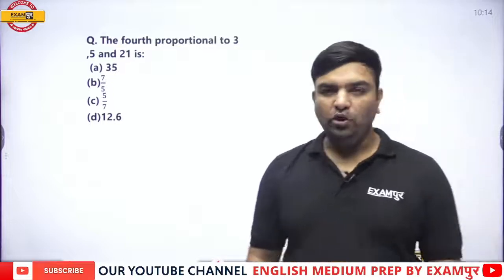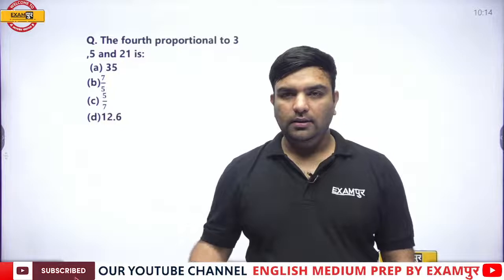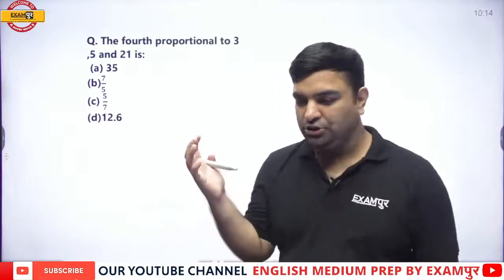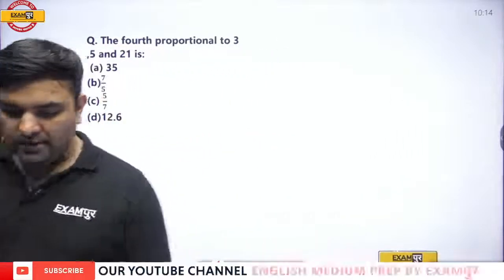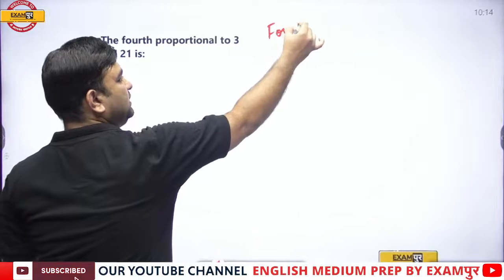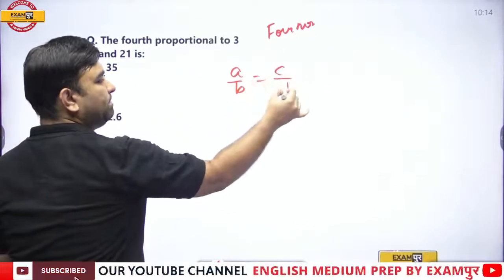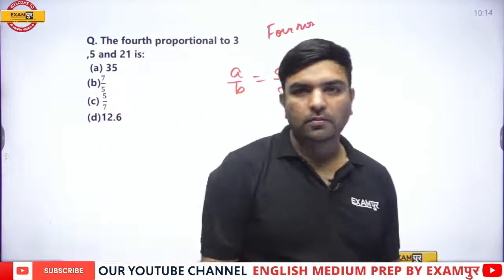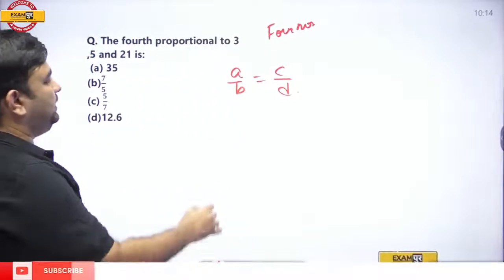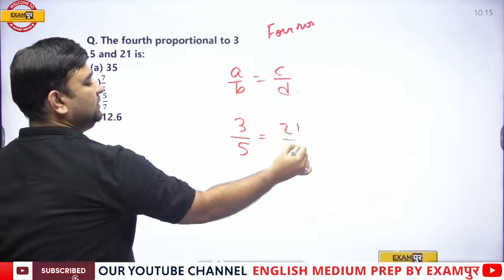Find the fourth proportional to 3, 5 and 21. Three numbers are given and the fourth is being asked, so this is a case of 4 numbers. In case of 4 numbers, A upon B is equal to C upon D. A is given 3, B is given 5, C is given 21. What is D?